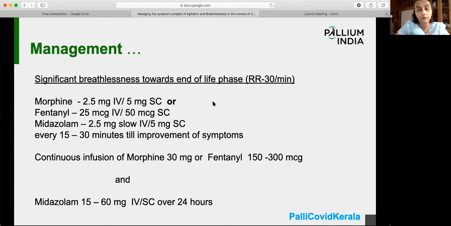The only problem with that is, as I mentioned, our time is short. So we might not have the luxury of reviewing the patient after 24 hours and managing symptoms, because we probably just have one chance to get it right. So that's the reason we've given higher doses. Again, always go with your patient and manage according to your patient.